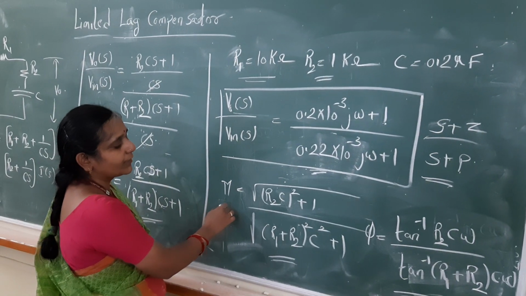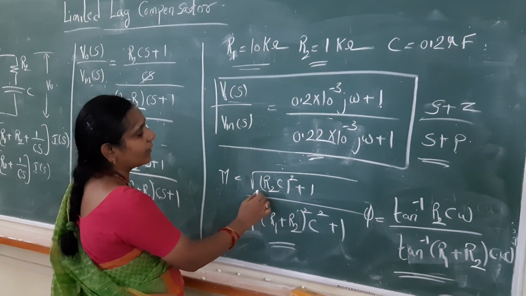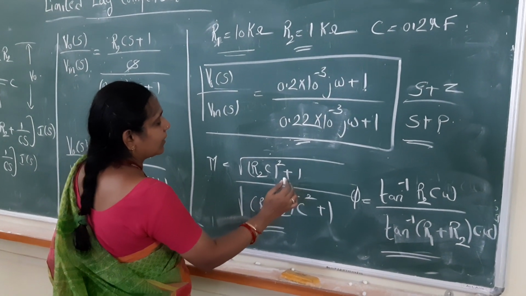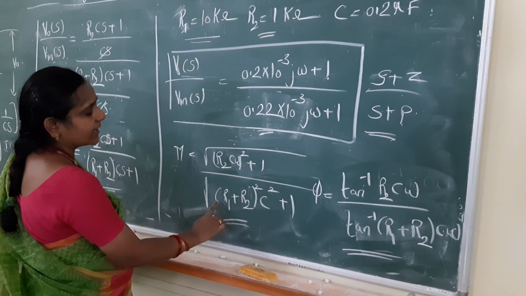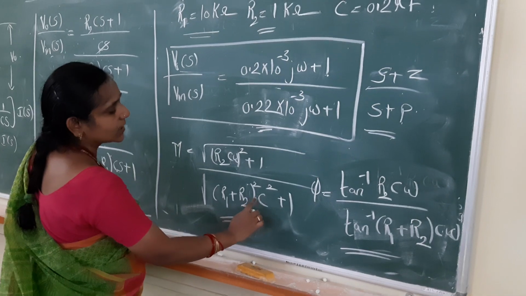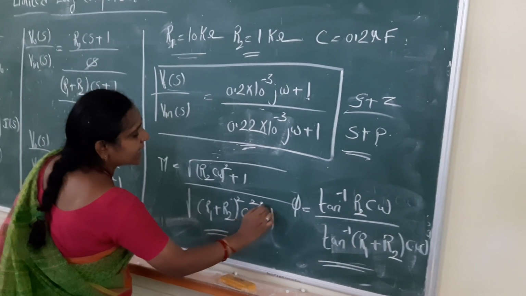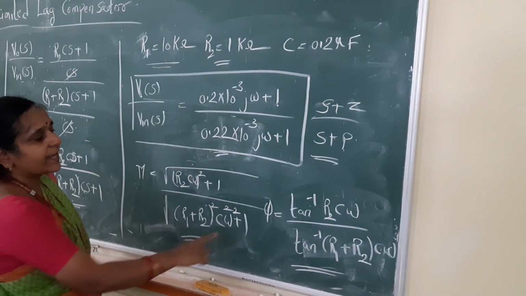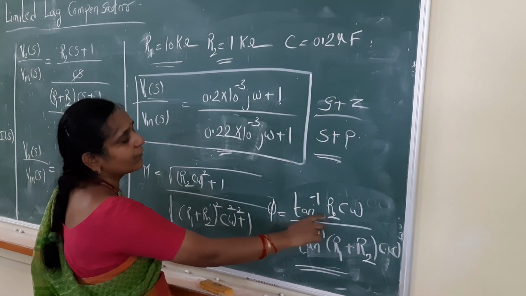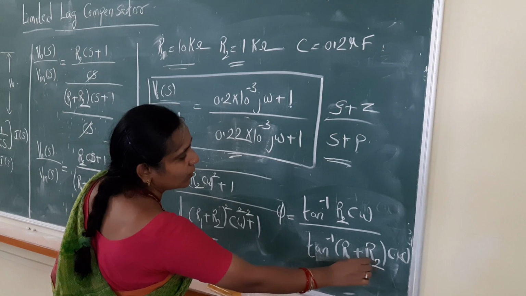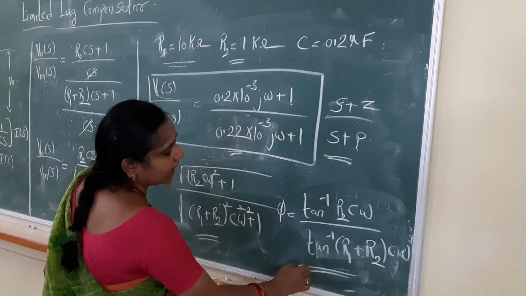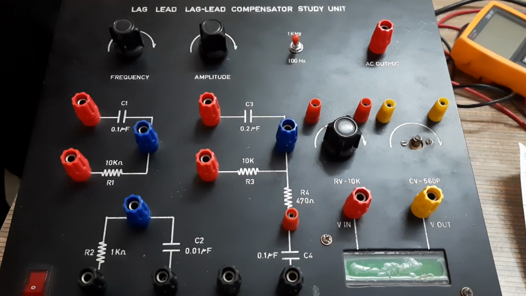The magnitude of this particular compensator is given by the square root of ((R2 C ω)² + 1) divided by (((R1 + R2) C ω)² + 1), and the phase angle is tan inverse of R2 C ω minus tan inverse of (R1 + R2) C ω. So this gives us a resultant phase.